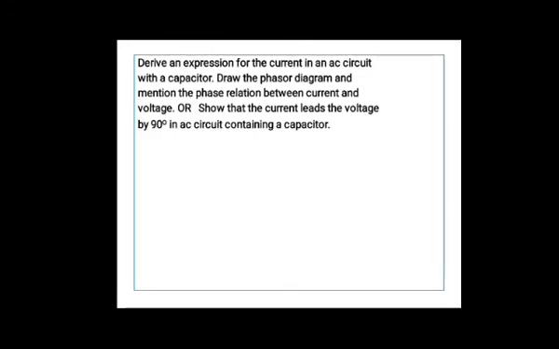Derive an expression for the current in an AC circuit with a capacitor. Draw the phasor diagram and mention the phase relation between current and voltage. Or it can be asked like this: show that the current leads the voltage by pi by 2 or 90 degree in an AC circuit containing a capacitor. Let us see how to get this relation.